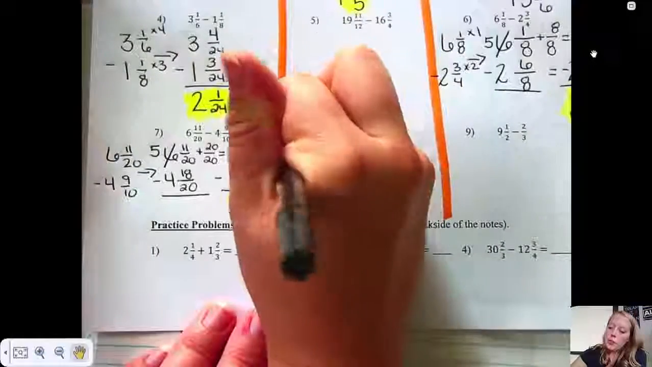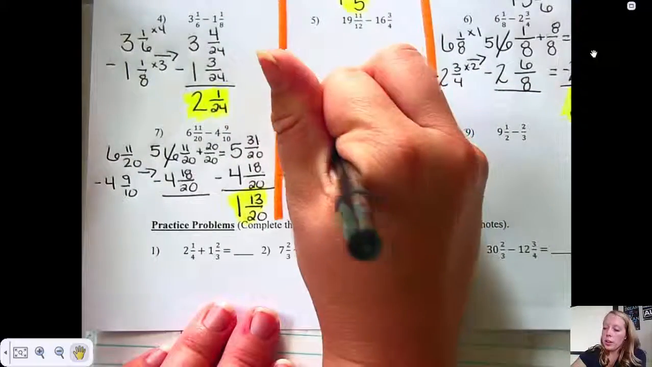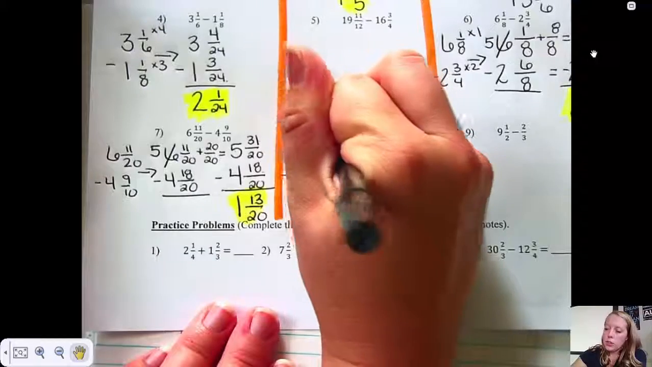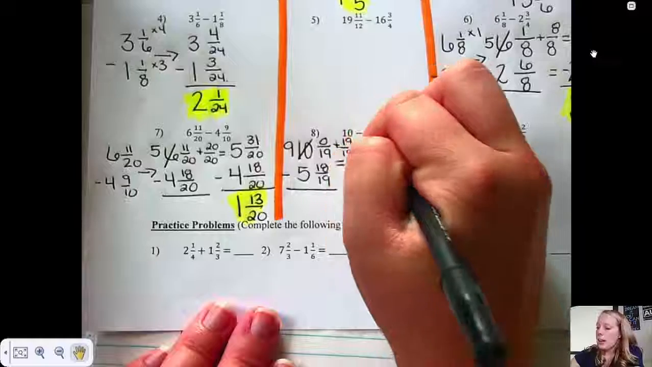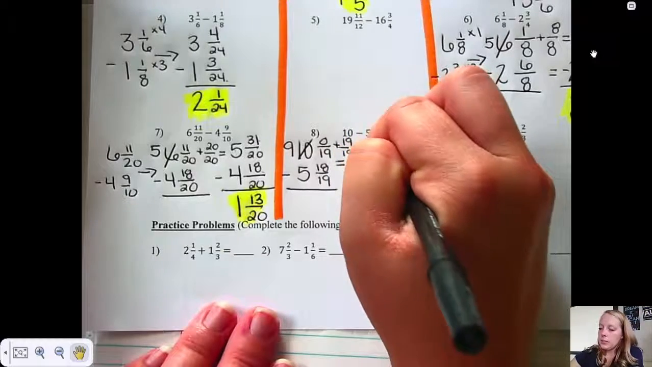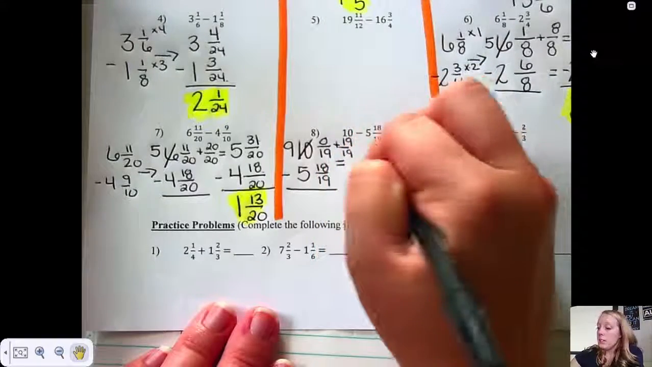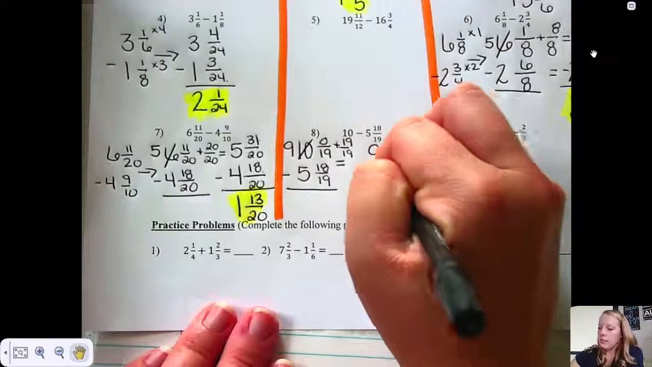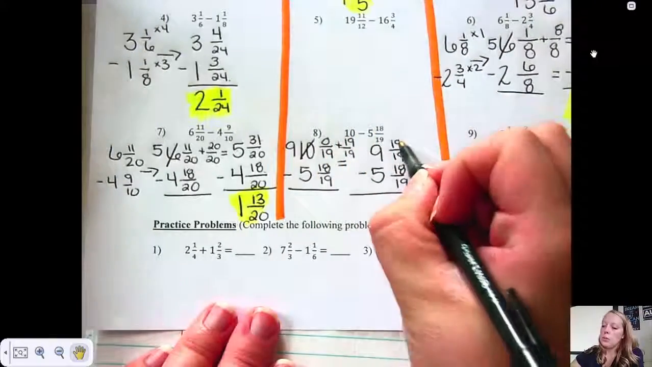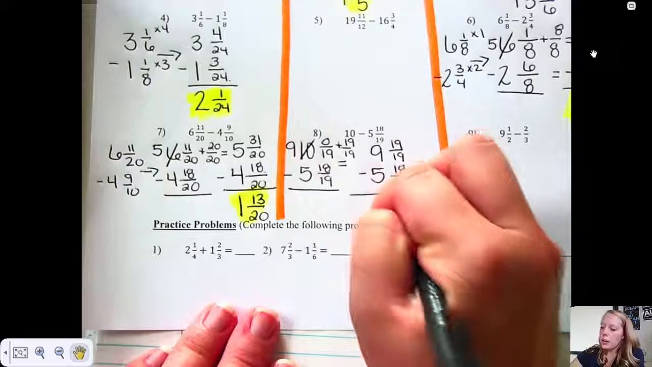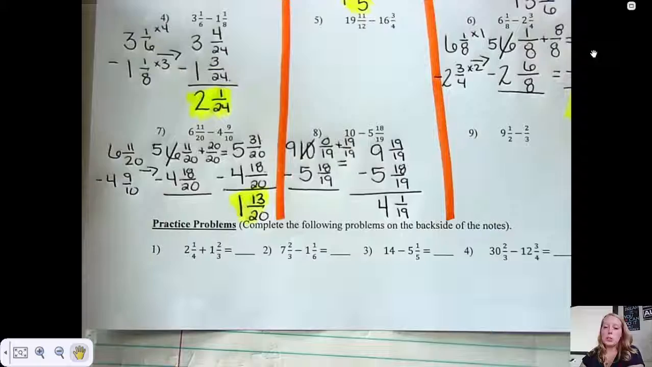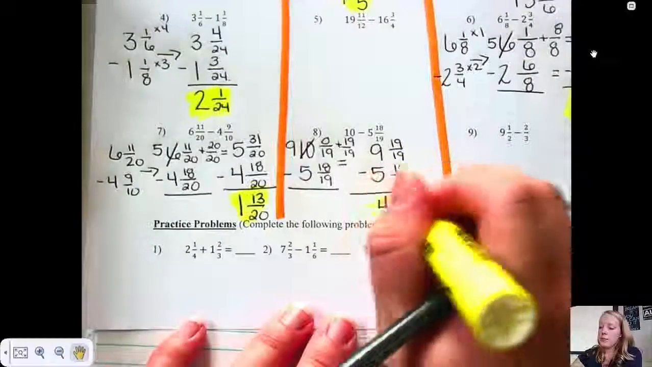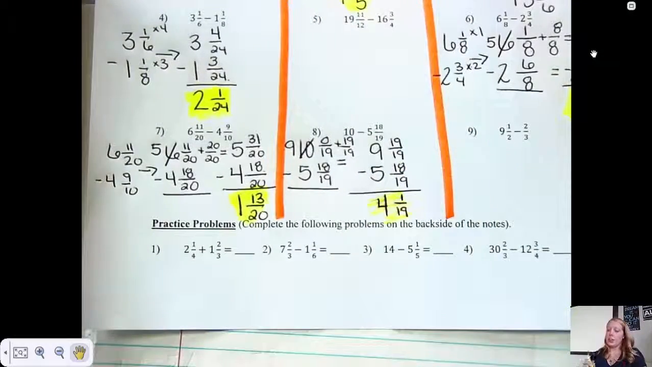We've got to borrow 1 from the 10 and add 1, so add 19 over 19, so the denominators are the same. 9 and 19 nineteenths minus 5 and 18 nineteenths would give you 19 minus 18, 1 over 19. 9 minus 5 is 4. And it doesn't reduce. It is not top heavy. So there's our answer. Do the other 2 problems, number 5 and 9.